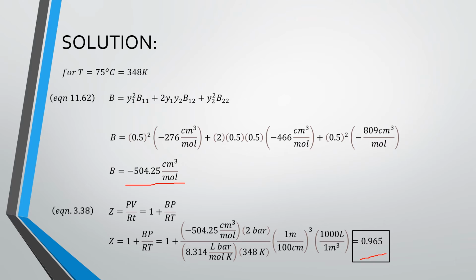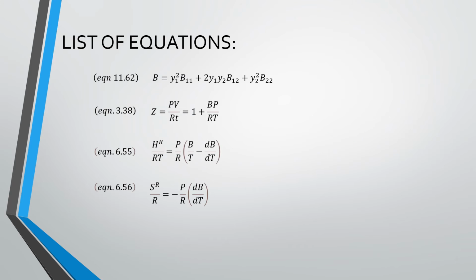0.965. Notice here that equations 6.55 and 6.56 require a value of dB/dT. Since we have an equation for B, we integrate this equation with respect to temperature and solve for dB/dT.